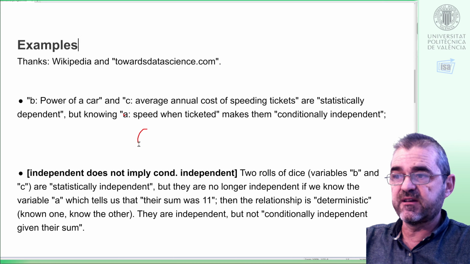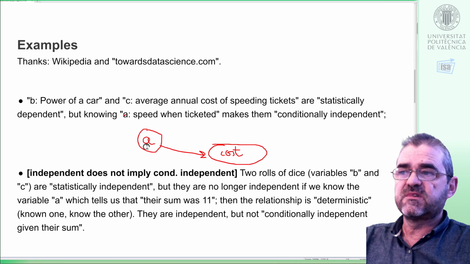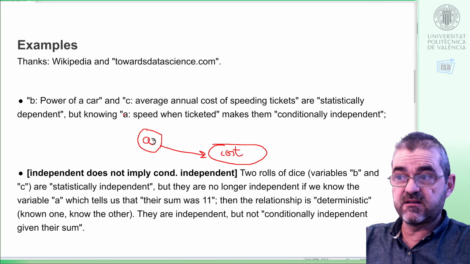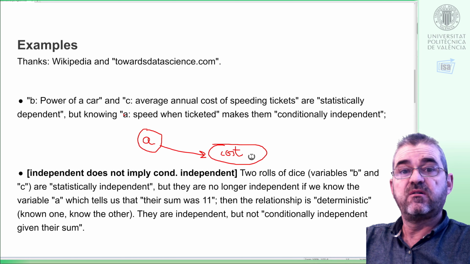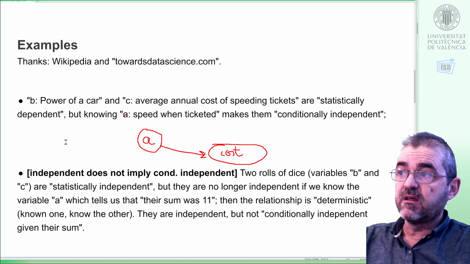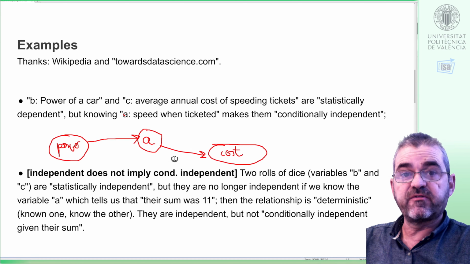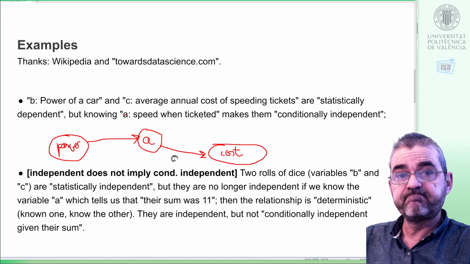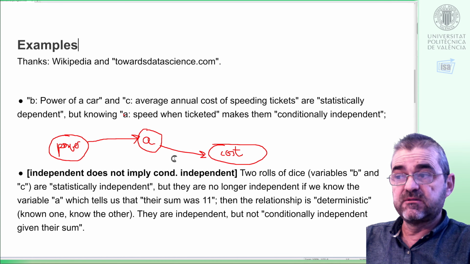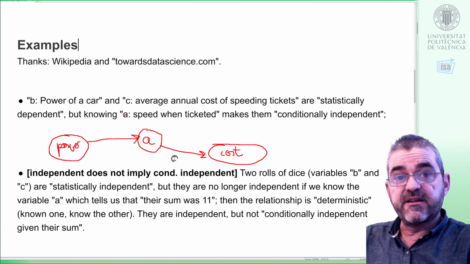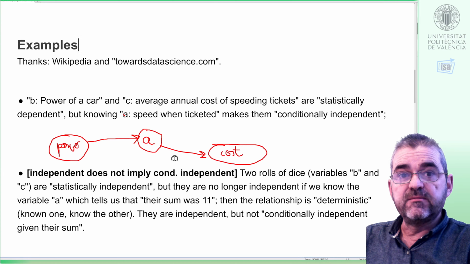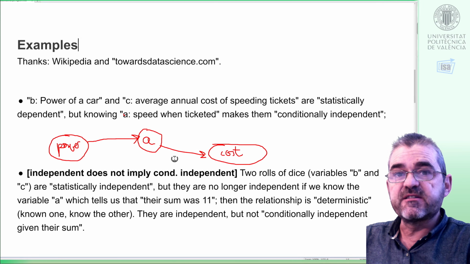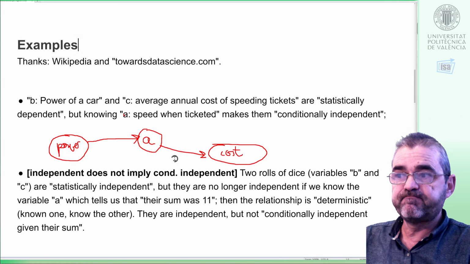We can draw kind of a diagram in which we have A, speed when ticketed. So speed when ticketed is the only thing that influences the actual cost of my fines, and A is a sort of intermediate variable which depends on power. Yes, if my car is more powerful, then I will likely drive at higher speeds. I will not drive 200 kilometers per hour with a 40 horsepower vehicle.